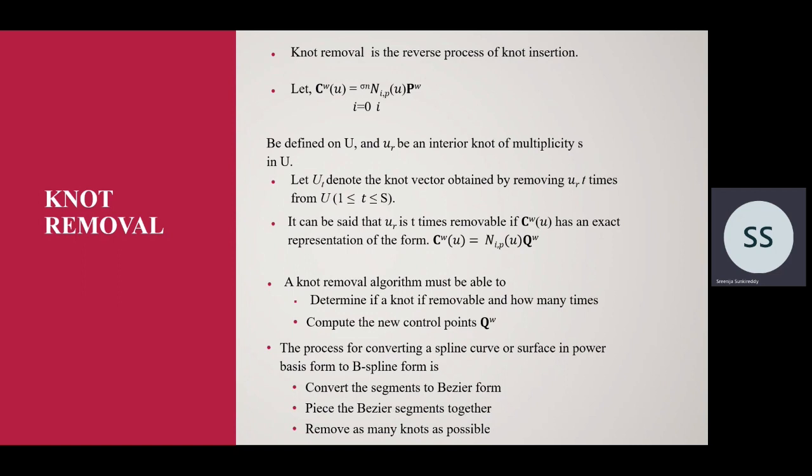The process for converting a spline curve or a surface from power basis form to B-spline form is converting the segments to Bezier form, piecing the Bezier segments together, and removing as many knots as possible. Using the knot vector, we can see that all the interior knots have multiplicity equal to the degree. We remove as many knots as possible if the continuity of the surface allows. And clearly, the latter form is a generalization.